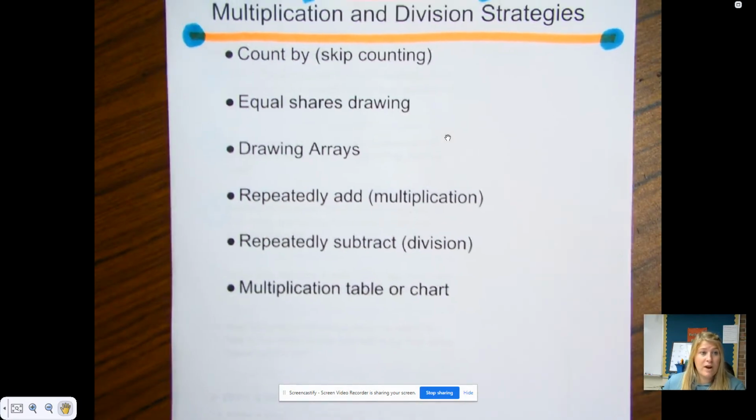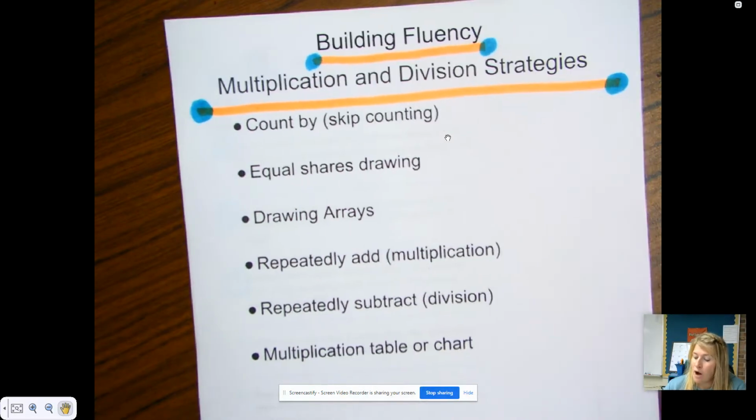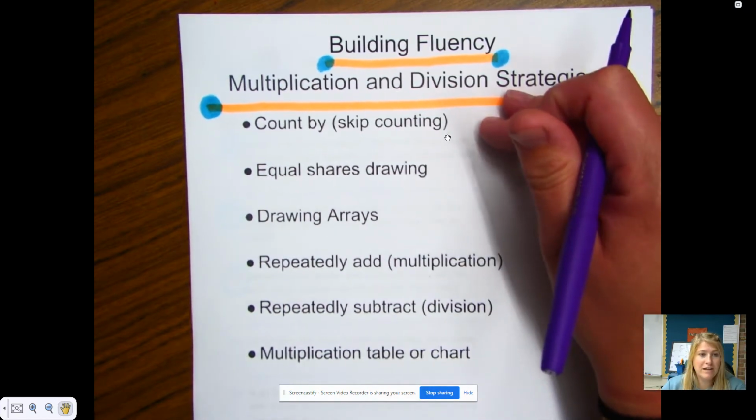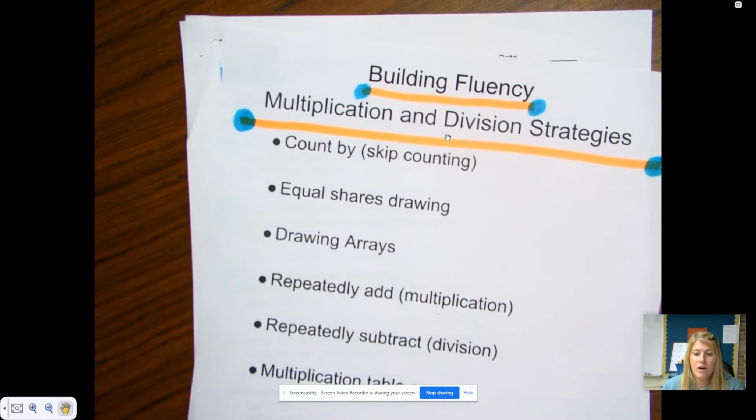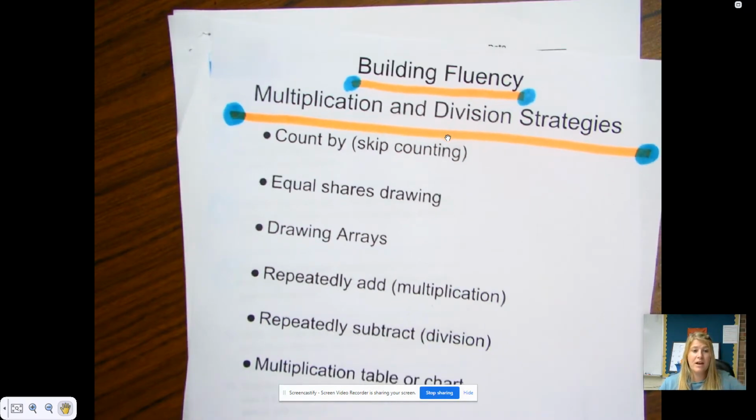Here are some of the strategies we've discussed this year. This isn't all of them, but these are some that we use frequently within class. So we have the count by method. When you have a multiplication problem, we've used the count by, where you can hold your fingers up to equal the amount of groups. And with multiplication, you can use the count by to see how many you'd count by within each group to find your product. You can also use your count by for division.